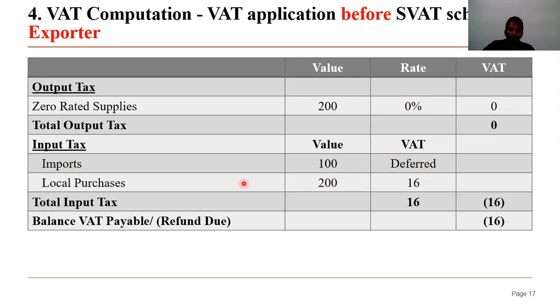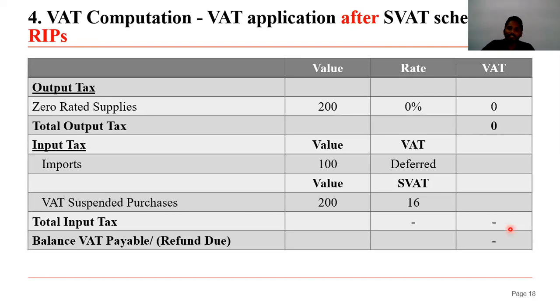If you have purchases locally, then again you will end up with a refund situation. Then you are allowed to claim this 16 million since it is zero rated. If it is an exempt supply, you cannot claim. Since it is zero rated, you can claim this input. Then finally you will end up with a refund situation. You know how hard it is to get a refund from IRD. It will take time. Finally you may end up with no refund at all. So therefore, they introduced the SVAT system.